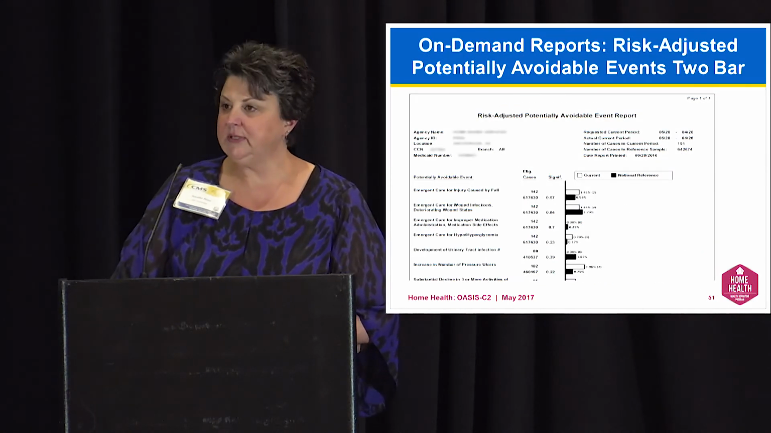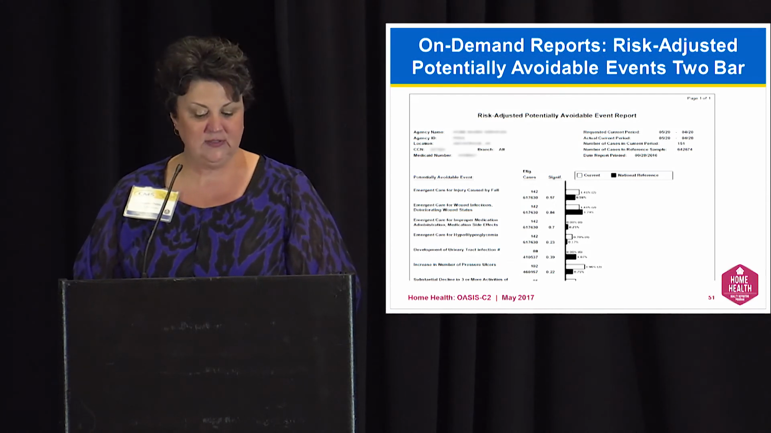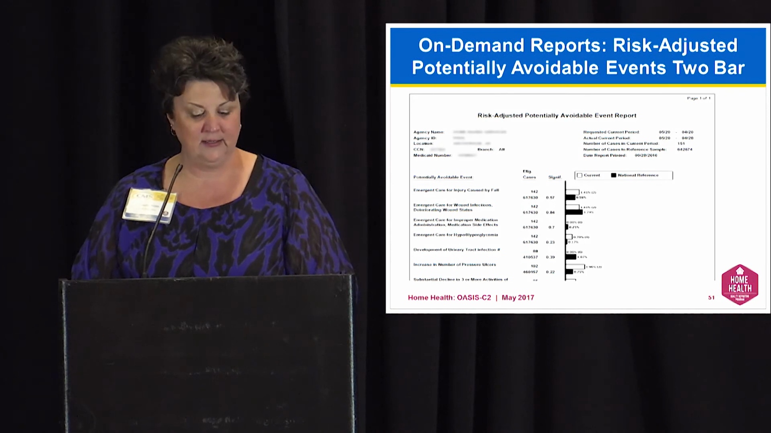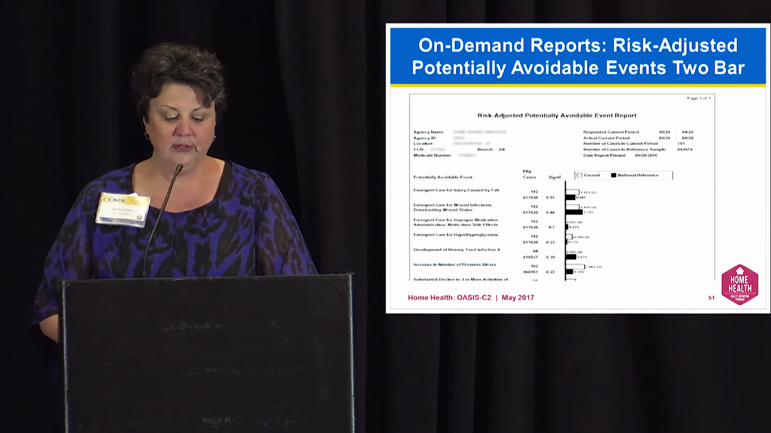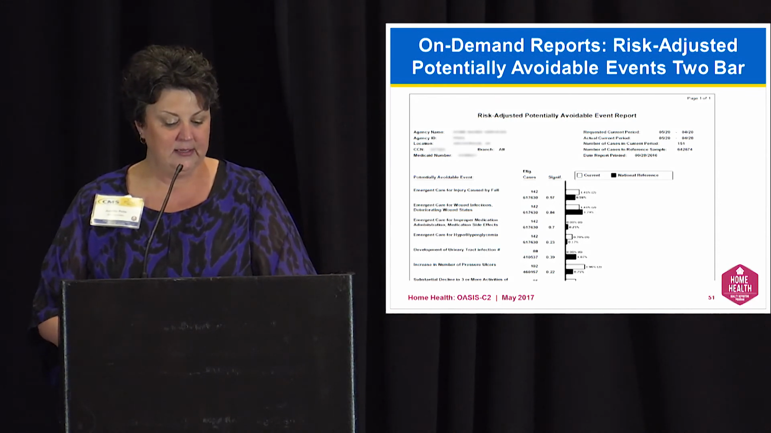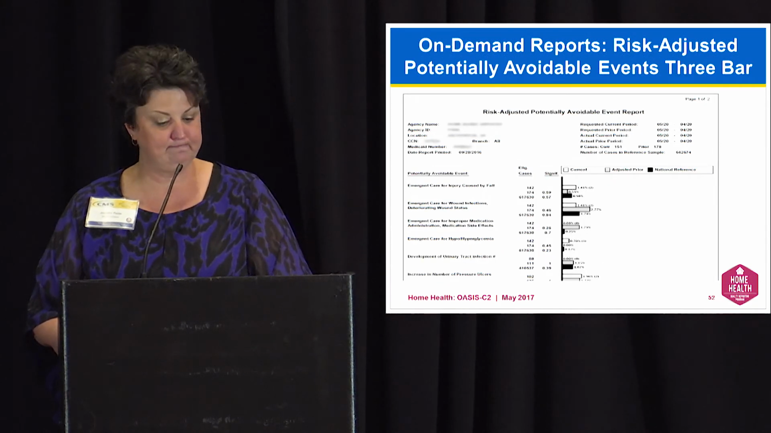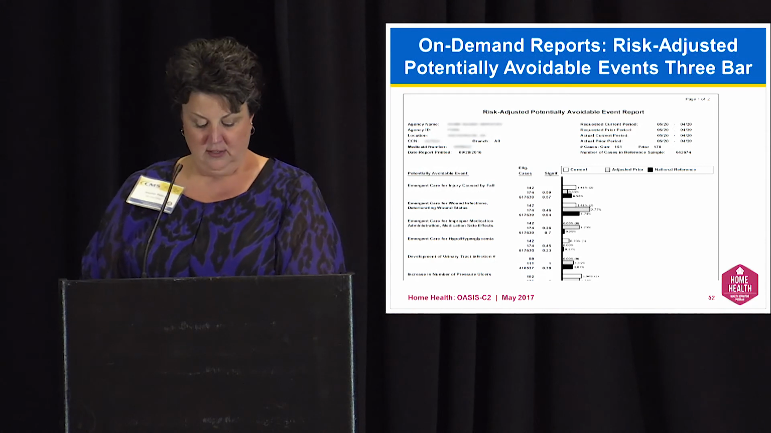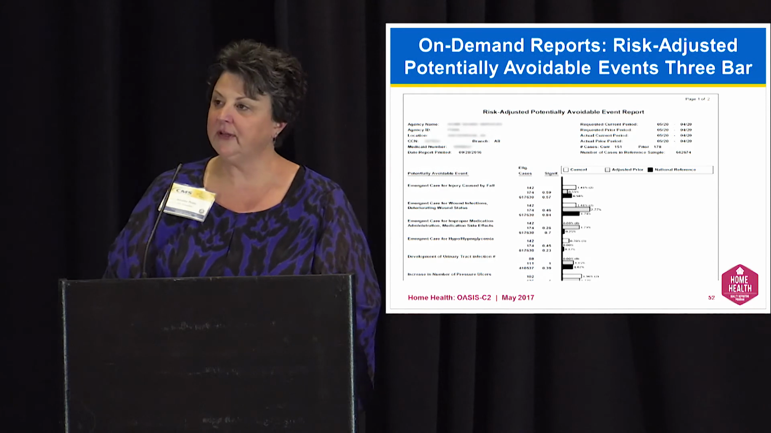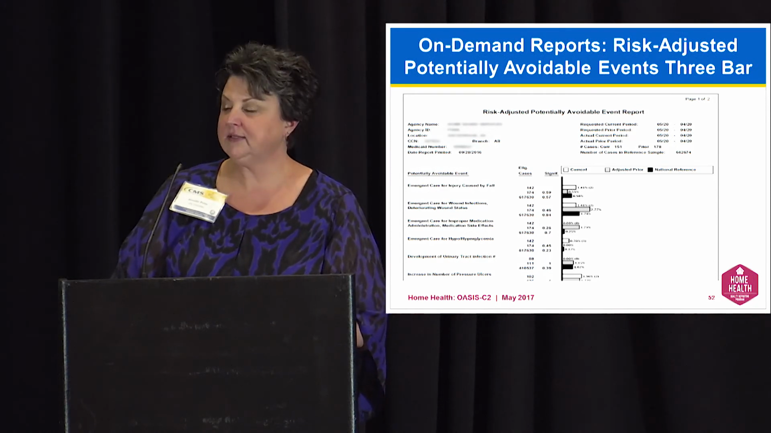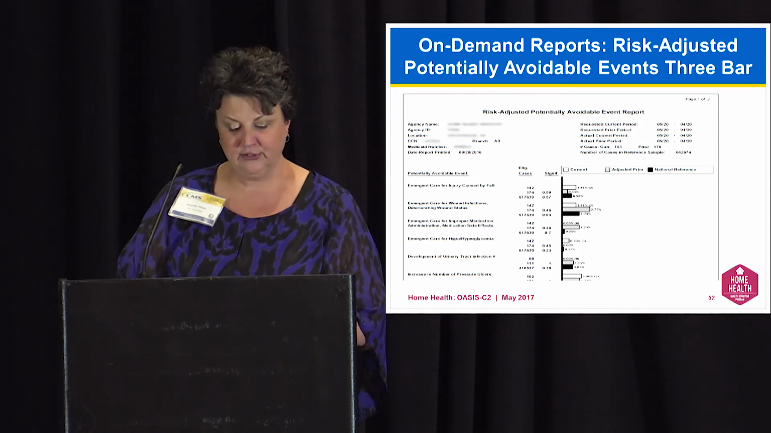The risk-adjusted potentially avoidable events 2-bar report provides the mean measure rates for the agency's patients with episodes of care that ended in a specific period and compares it to the national reference. The report includes 12 potentially avoidable events, and a separate bar graph is provided for each of those events. The risk-adjusted potentially avoidable event report is also available in a 3-bar version. And this is going to have your current period data, the prior period data, and that national data.